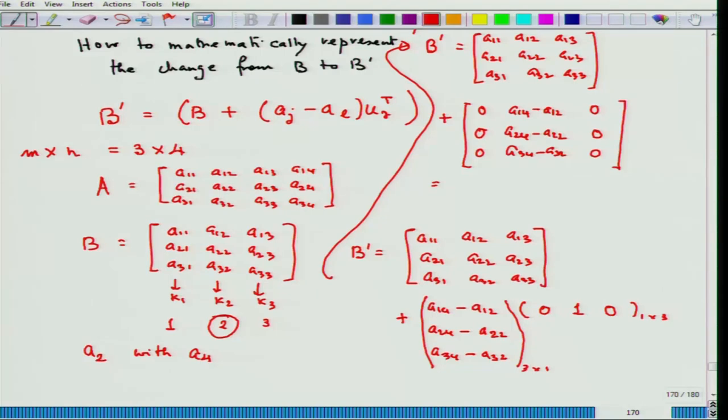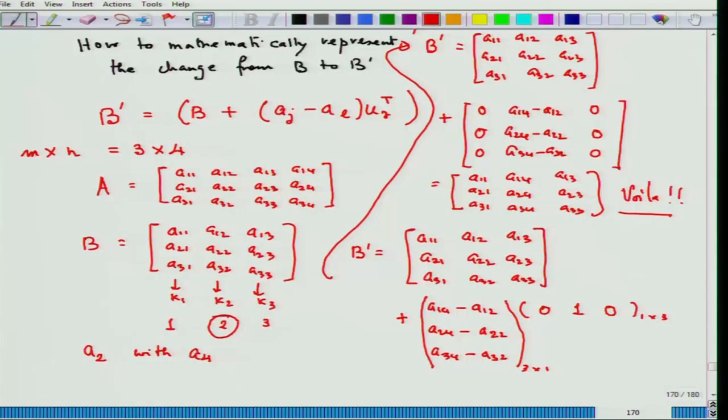When you come here, you see this, this, this all cancel with this, this, this, and so this will give me A11, A21, A31, A14, A24, A34, A13, A23, A33, and then, as the friend says, voila, this is exactly what is required. This is exactly what I wanted, changing the second column by the fourth column, and that is done by using this rank 1 update.